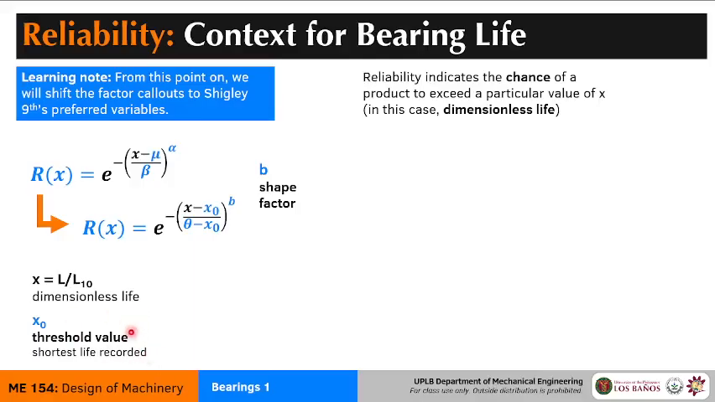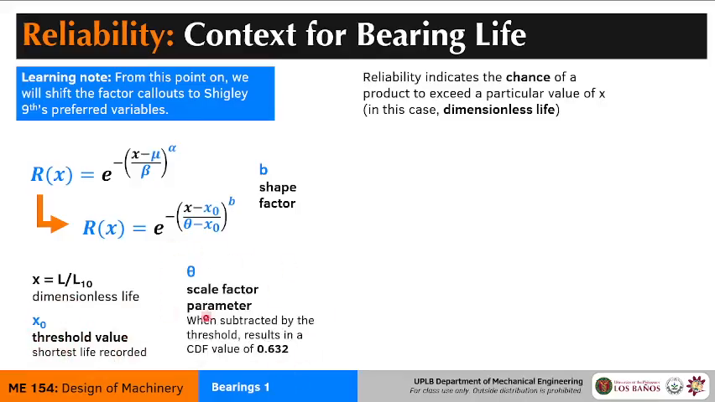So now we also have this threshold value. What does the threshold value represent in reliability? This represents the one that failed the soonest. You did multiple tests on multiple units, and this is the first one that gave way. So this is the sad one. This is x naught.